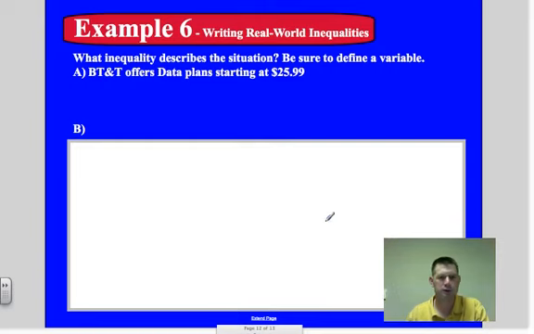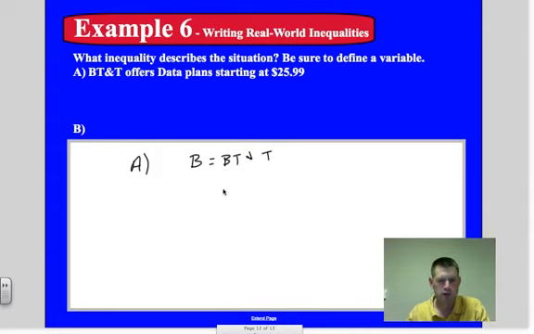Okay, last problem here, example 6, writing real world inequalities. It says, what inequality describes the situation? Be sure to define a variable. So as we look at question A, it says BT&T offers a data plan starting at $25.99. So let's define a variable. We're going to say, let's use B to represent the BT&T.